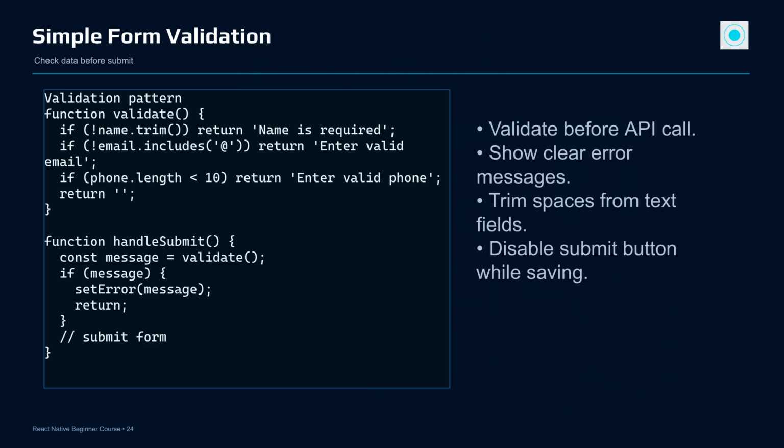Proper form validation is critical. Check your data before performing an API call to reduce server errors. Ensure you trim spaces from input fields and provide clear error messages to the user. Also, disable your submit button while a request is in progress to prevent duplicate submissions.